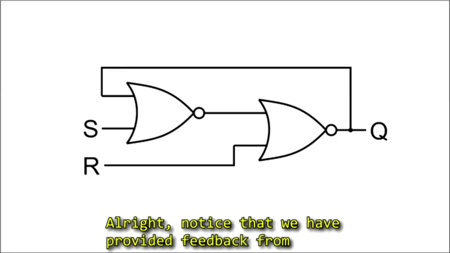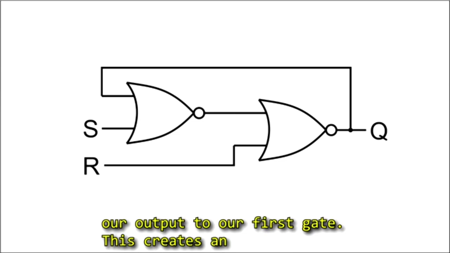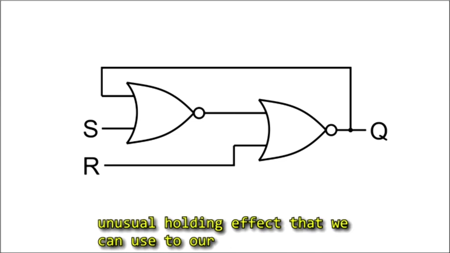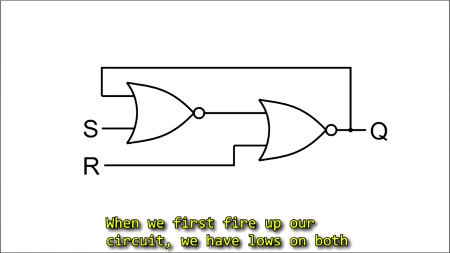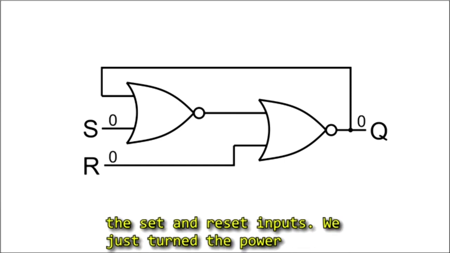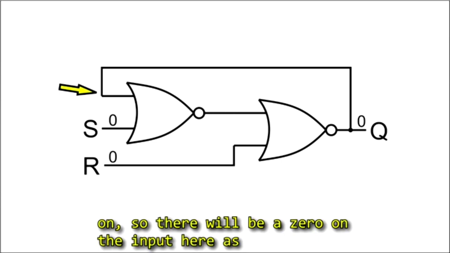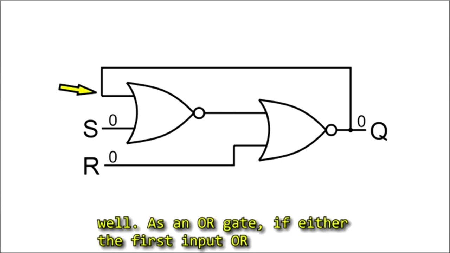All right, notice that we have provided feedback from our output to our first gate. Now this creates an unusual holding effect that we can use to our advantage. Let's walk through what happens here. First, we fire up our circuit. We have lows on both the set and reset inputs. Now we just turned the power on, so there will be a 0 on the input here as well.